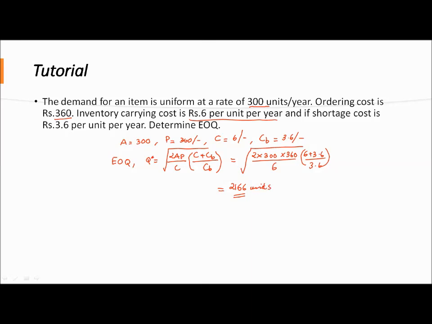So this is how you find out the economic order quantity where shortages are permitted. You will have to add another term that is called the back order cost CB. That is the only difference in this particular case.